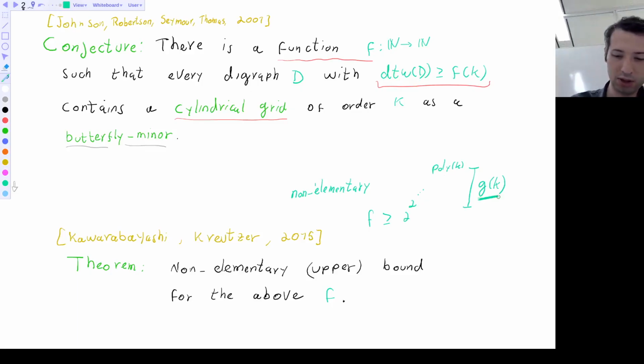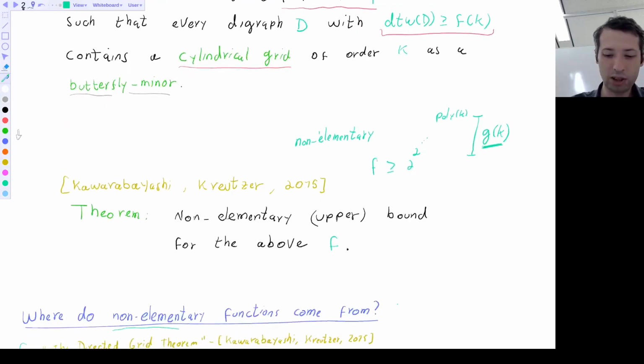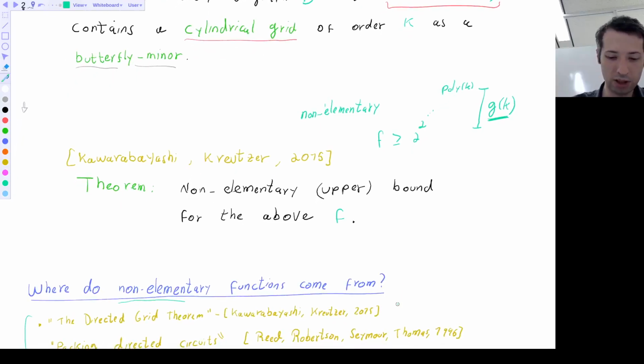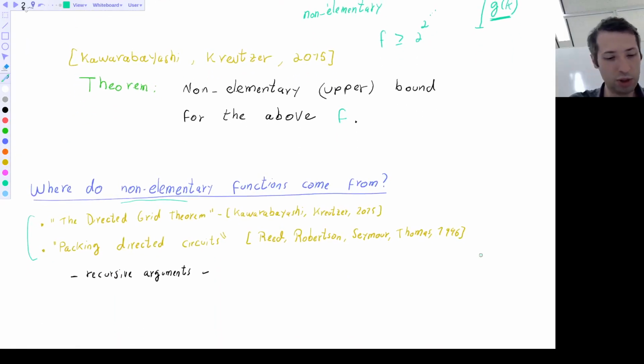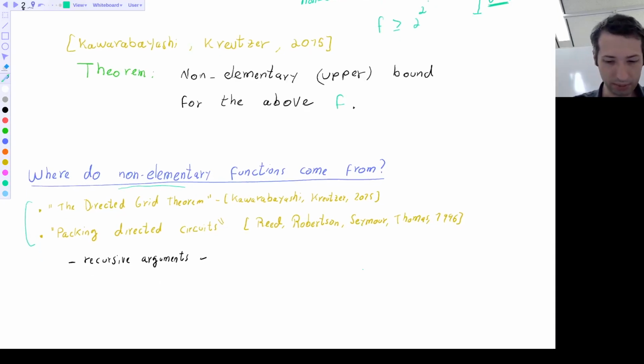paper. But before I present you our main result, I would like to tell a little bit about how these non-elementary functions pop up in the literature. So toward this end, I want to consider some of the arguments used by these two papers, which I would say have somehow formed the base of the theory of directed minors.